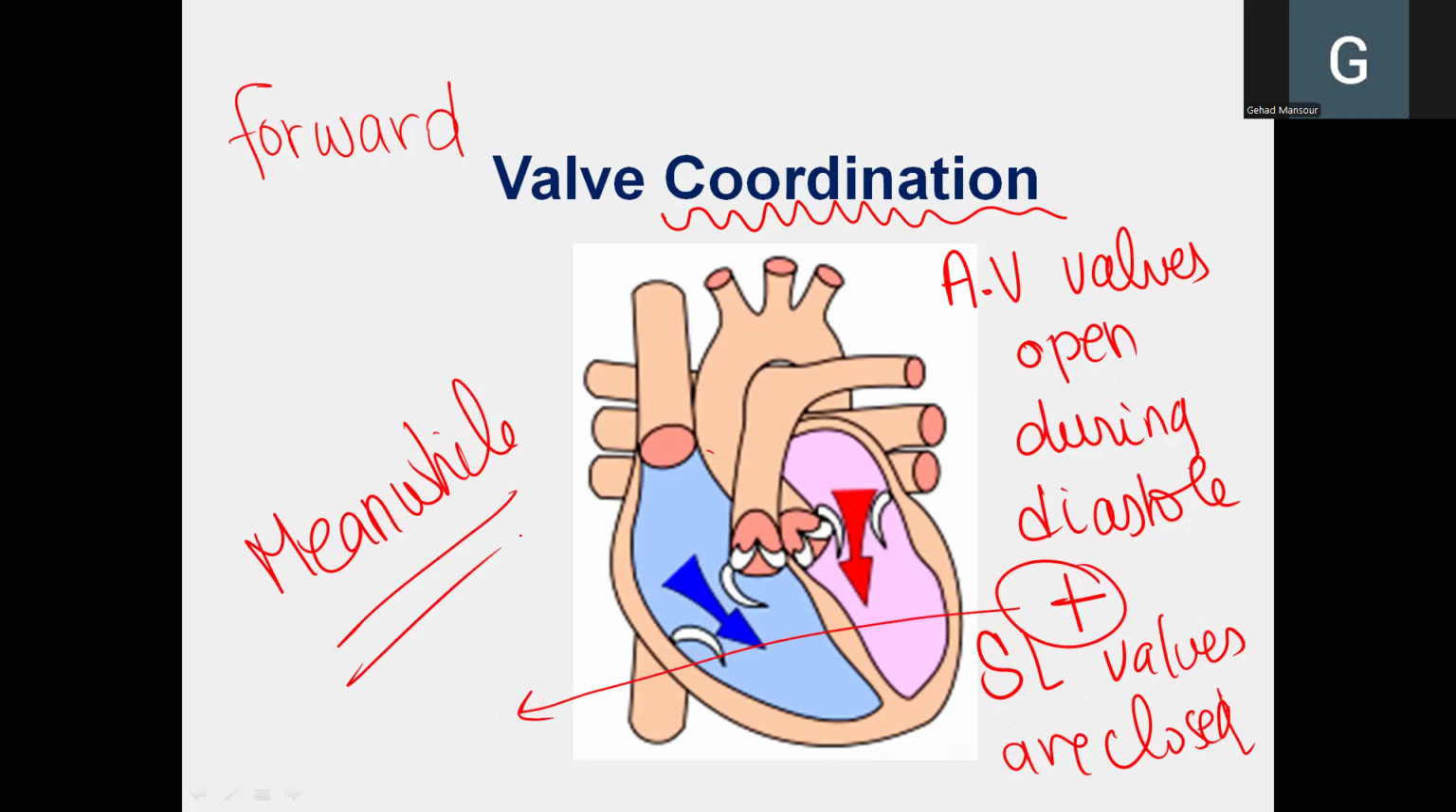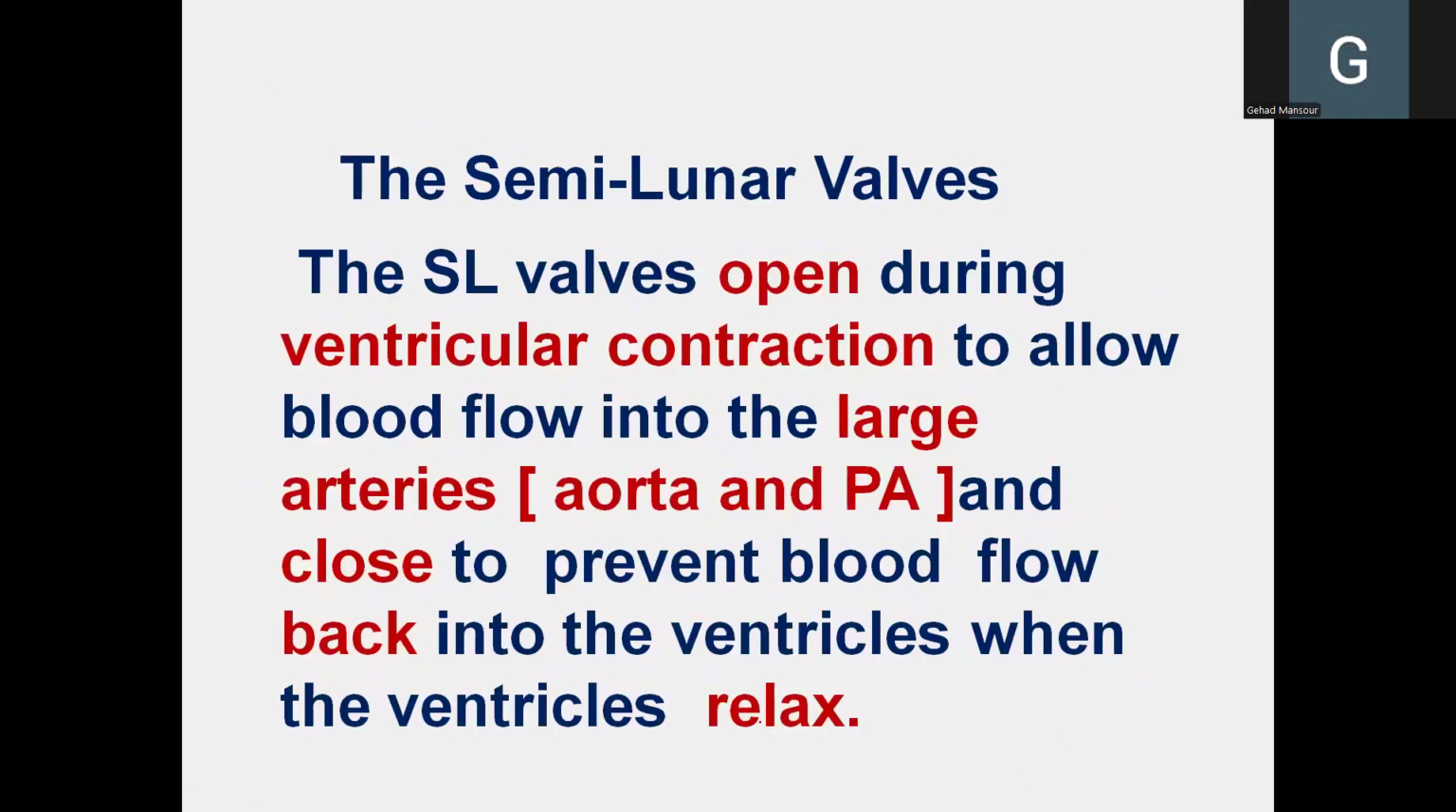When the atrioventricular valves are open during diastole to allow passage of blood from the atria to the ventricles, by the way, on both sides. On the right side, the deoxygenated blood passes, and meanwhile, on the left side, the oxygenated blood passes. When the blood flows from the atria to the ventricles during diastole, the atrioventricular valves are open, but meanwhile, the semi-lunar valves, because of the coordination deal between them, should be closed. Because if they are not closed, they will allow backflow and there would be turbulent flow inside the ventricles.